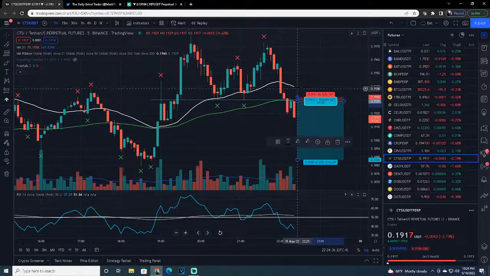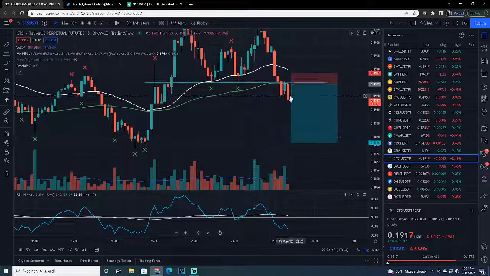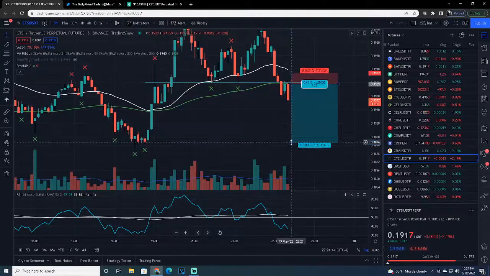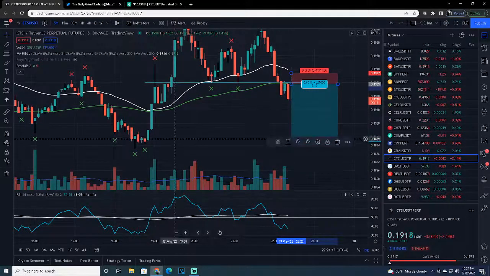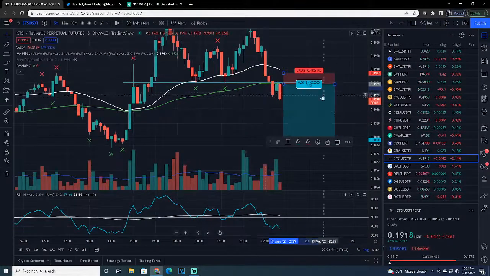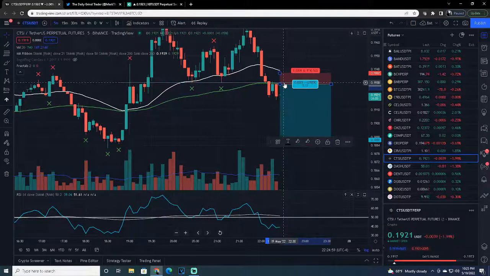I would have entered here, had a very tight stop loss. Actually could have ran my stop loss up to here if I wanted to. Then run it down to about there, right about to that bottom. And we can see this plays out. At this point, if this candle retraces a bit, I'll enter it.